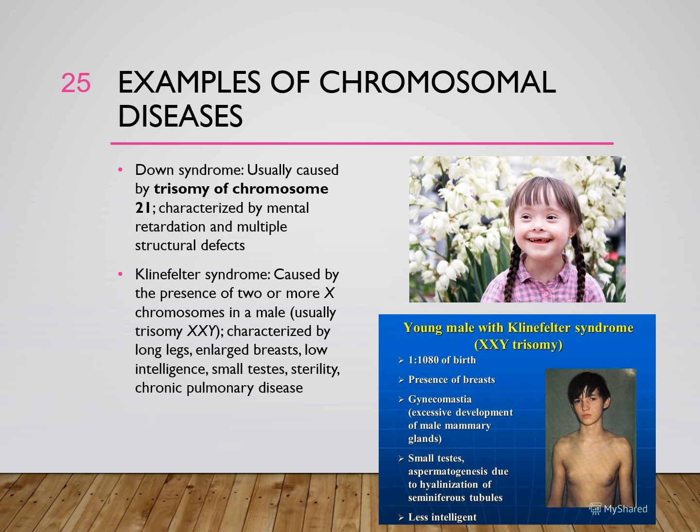Then there's Klinefelter syndrome. It's another genetic disorder that results from that non-disjunction of chromosomes, and so we end up with 2 X's and a Y. So this disorder occurs in males with that XXY pattern, and it's characterized by long legs, gynecomastia, low intelligence, small genitalia, sterility, and chronic pulmonary disease.